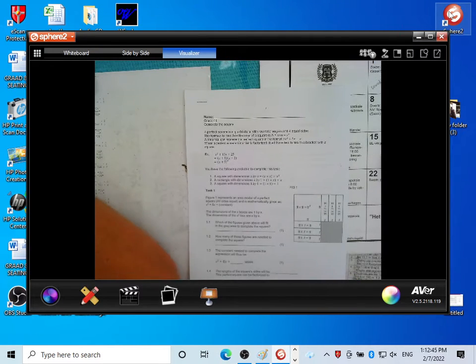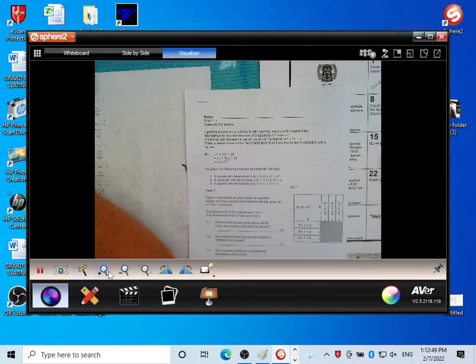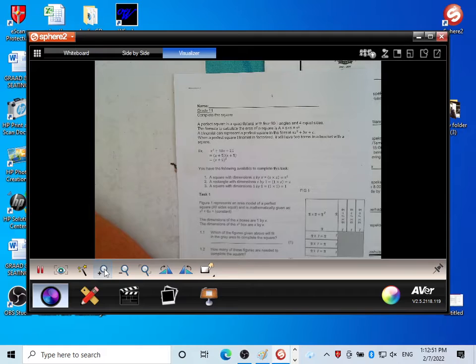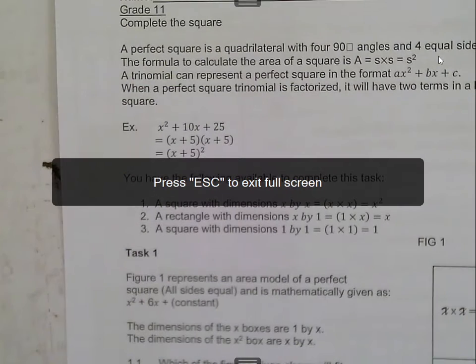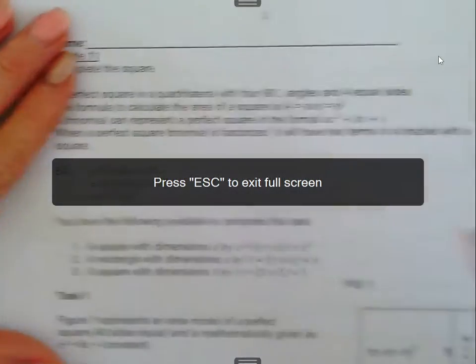A perfect square is a quadrilateral. Now you must just excuse that block sign there. That's just with the computer and the printer. They don't talk to each other to get the sign there.